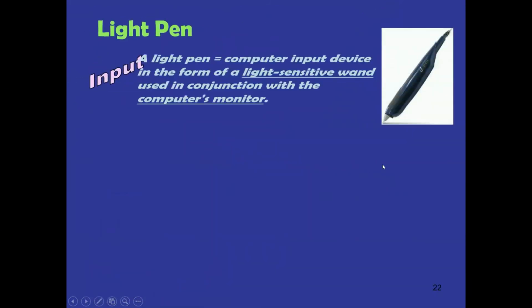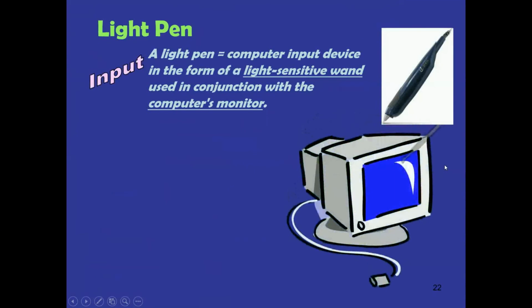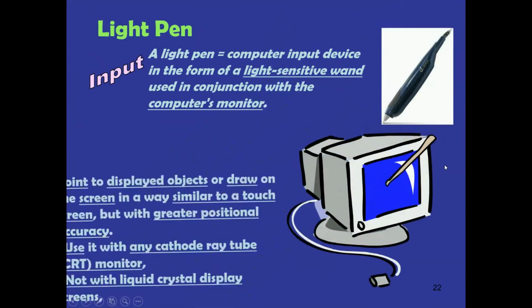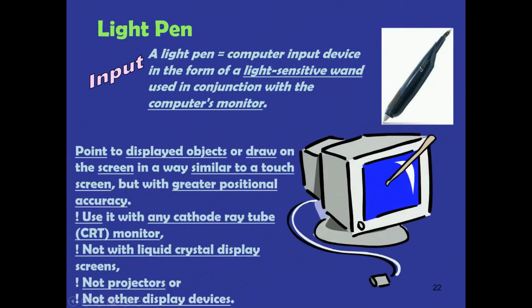The light pen, specialist device. Very important that you know a light pen cannot be used on just any monitor. It is an input device because we use it almost like a stylus. You will remember the stylus from the digitizer, but the light pen is a computer input device in the form of a light-sensitive wand. It is used in conjunction with the computer's monitor. So there is something important there.